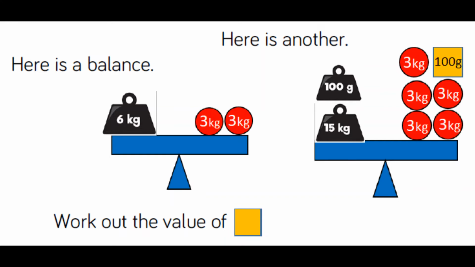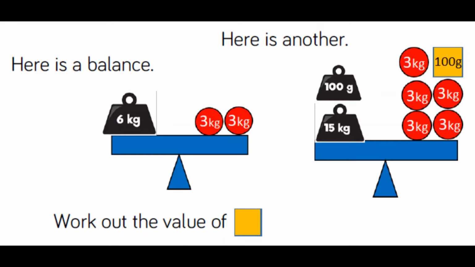Now that one may have been very obvious to work out, because we've got a 15 kilogram weight for the circles and then the weight that's left is the 100 kilogram weight. So the yellow square must have been the 100 kilogram weight. So that's what the yellow square is worth, 100 kilograms.